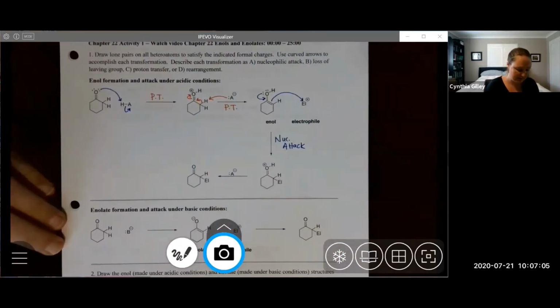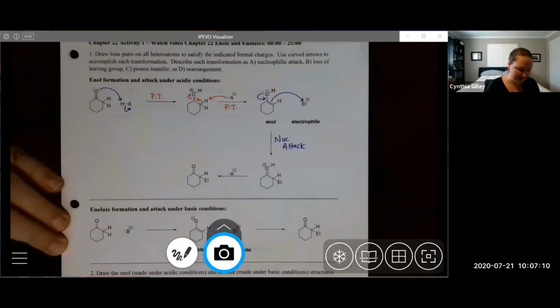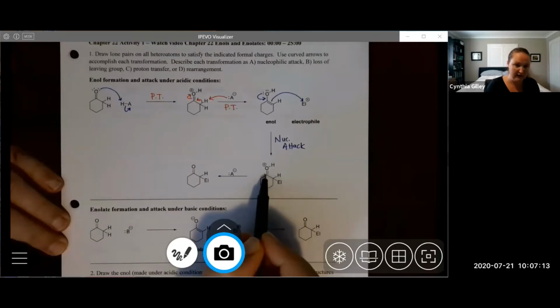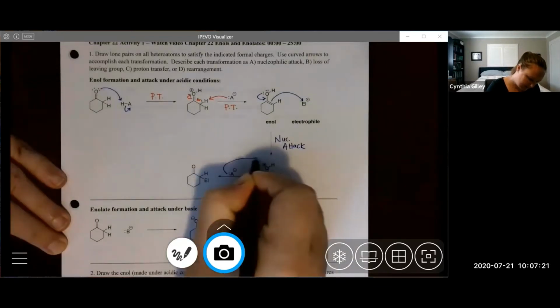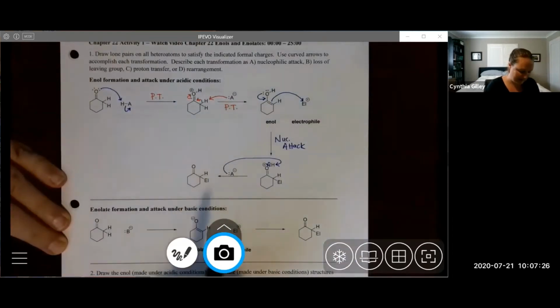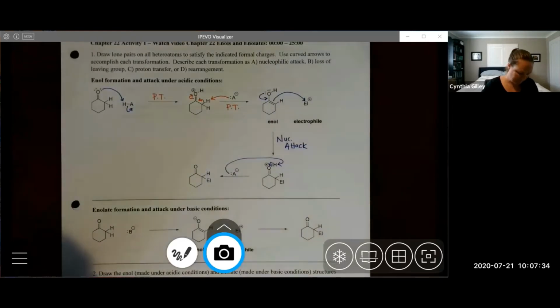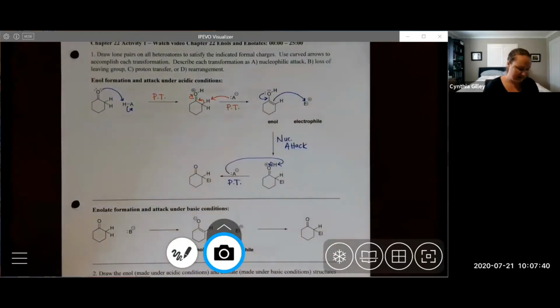And so notice now we have attached a new electrophile to this alpha carbon. So we say that this is alpha to the carbonyl carbon, which is sometimes called the ipso carbon. So the last step is just to deprotonate the proton here to get back to a neutral species where we've added in a new electrophilic group at the alpha carbon. So we'll label this proton transfer as well. So that is enol formation under acidic conditions.